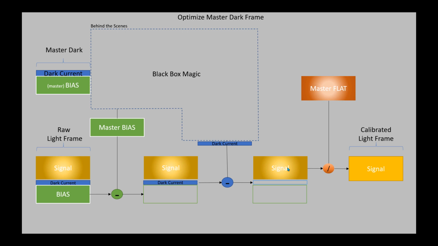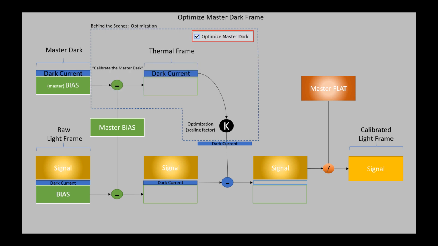So now let me reveal what the magic is here. What you do is, you take your master dark and you subtract the master bias from it, and you're left with just the dark current. Now, this has a special name. This is called a thermal frame.